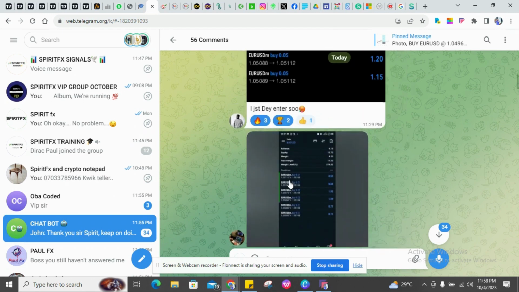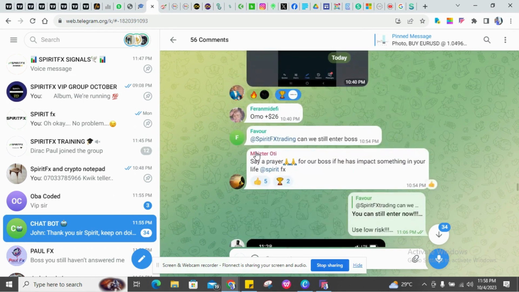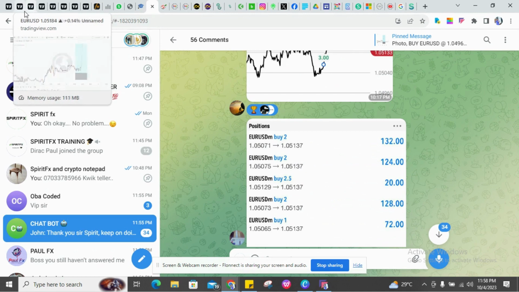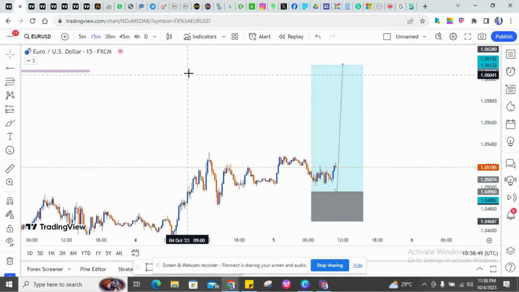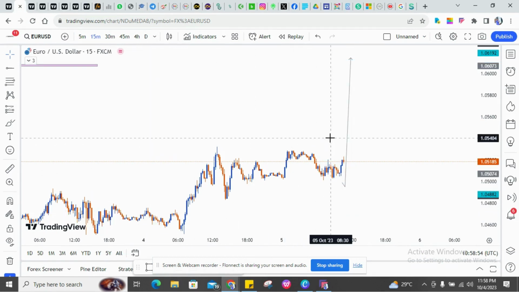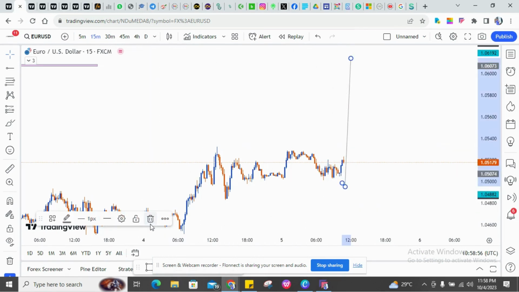All right, so now let's go back to the signal that I sent: why I sent that signal, what was my confirmation, what did I see? Let's head back to EURUSD. So this is the chart. We took the signal from around there. So let's analyze it again. I'm just going to remove everything here.